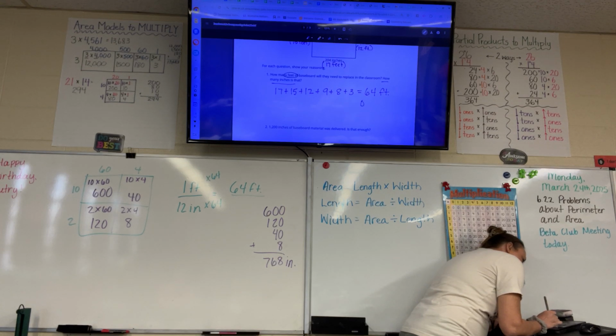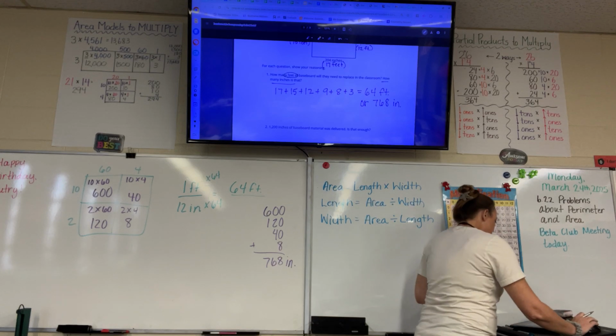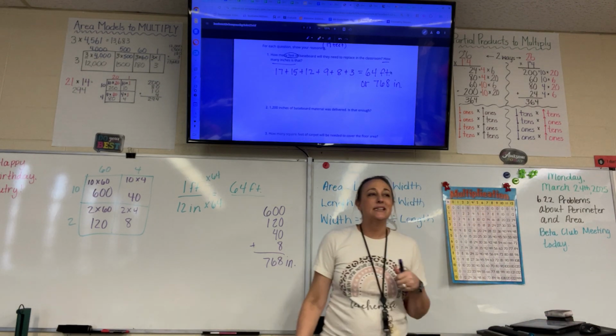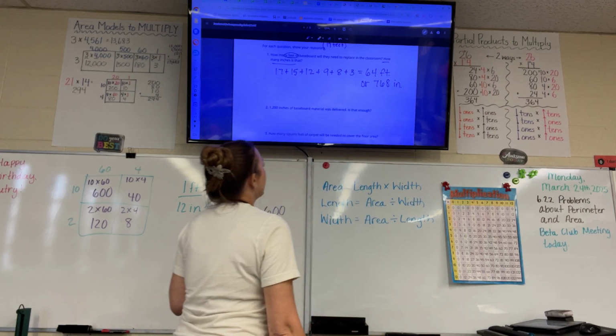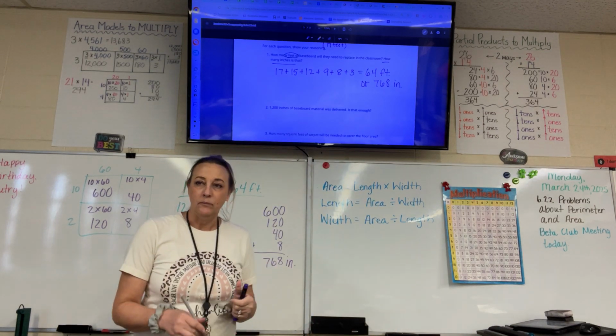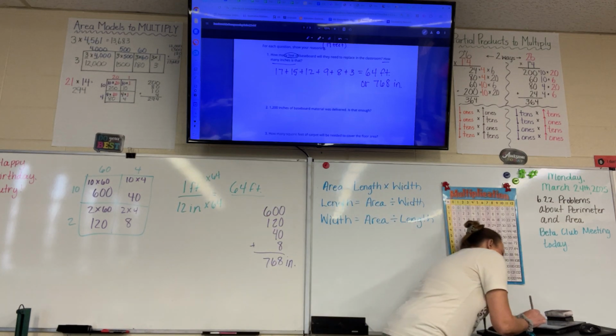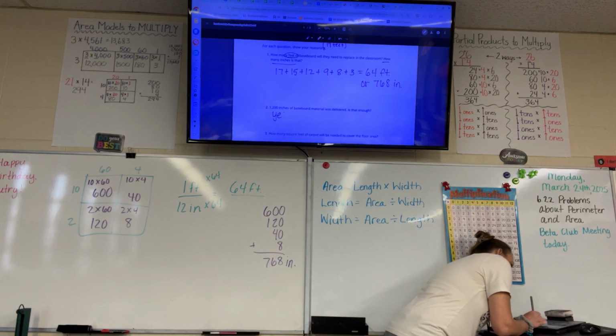Now, 64 feet or 768 inches. So the question was 1,200 inches of baseboard material was delivered. Is that enough? Yes. 1,200 is greater than 768 inches.